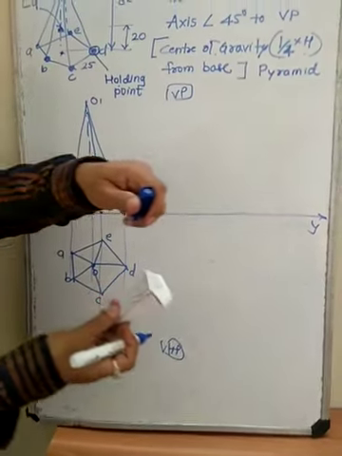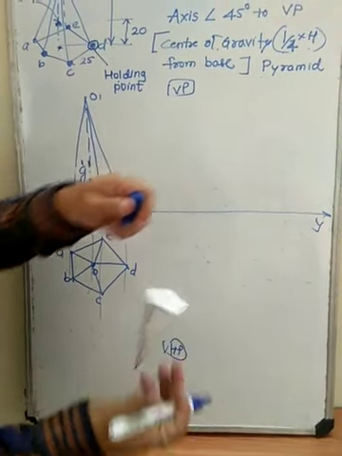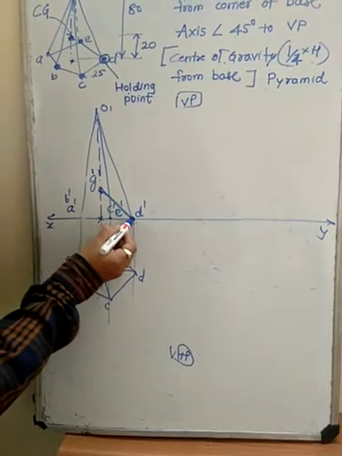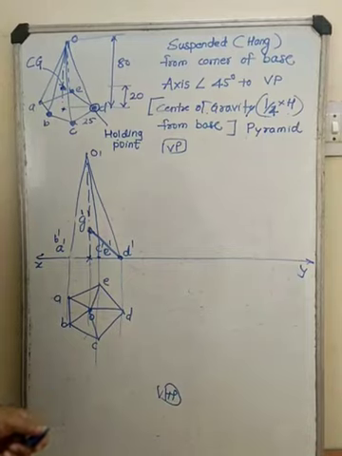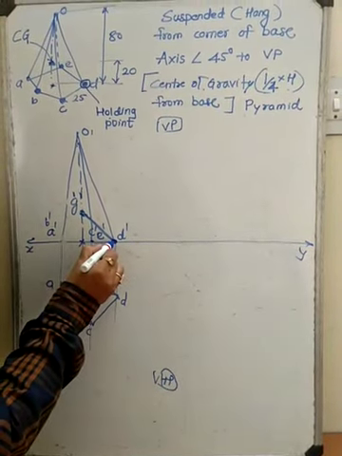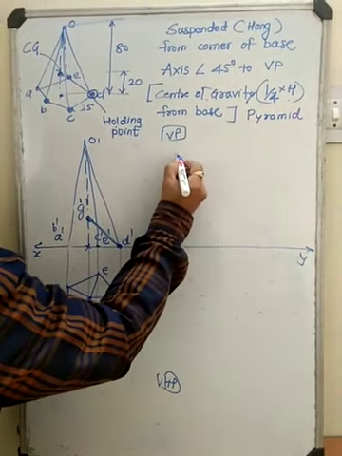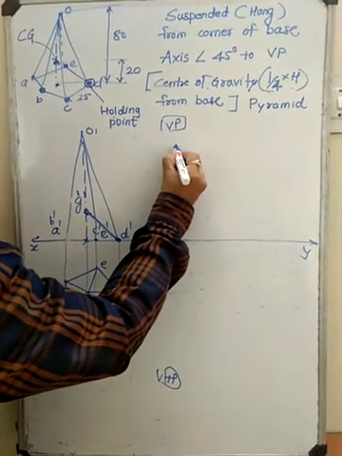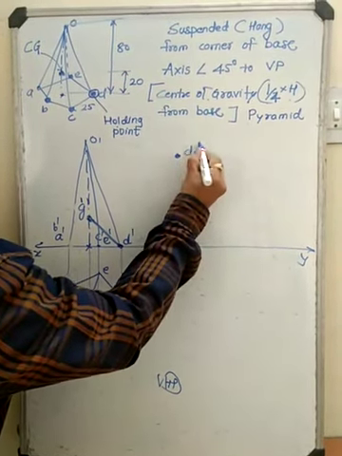Now this is the second position. The reference is this line, which should be vertical during the suspended position. So how to draw that one? This line should be vertical, that means D should be above and G below it. So mark here one point. Now this is D1 dash.